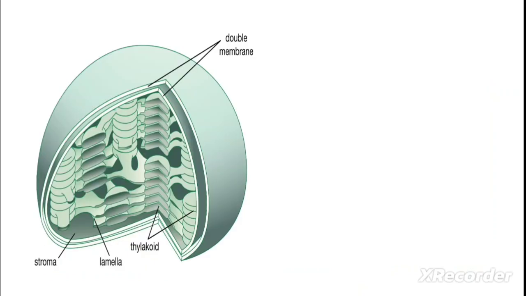Next, this is the chloroplast. The chloroplast is a double-membrane organelle. It contains stroma, thylakoid and lamella. This helps in the process of photosynthesis. Plant cells have this chloroplast while animal cells lack it.